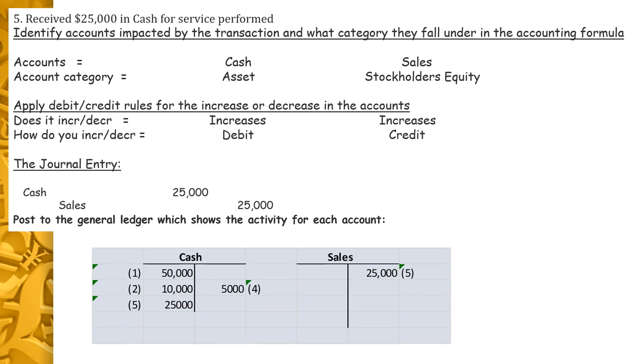Now, if you notice, cash seems to have the most activity, and that's normal. Cash and expenses tends to be where all the activity is.